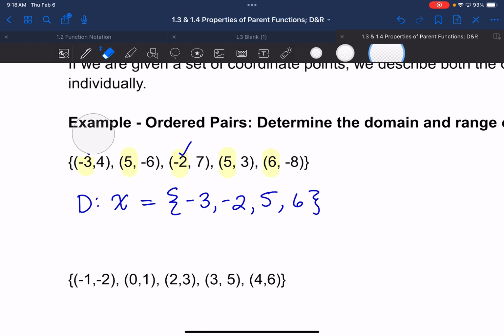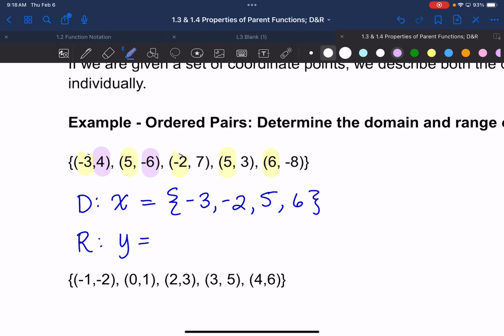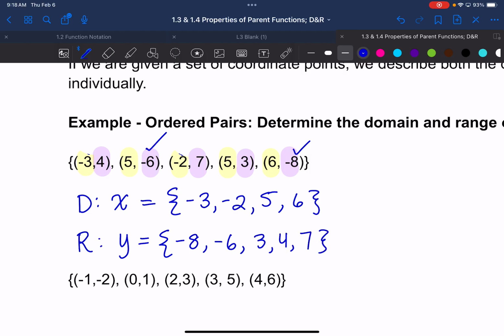And then I'm going to do the same thing for the y's. So my range is going to be y equals, and I'm going to take another color, pink: these are all of my y values that I have to account for. And I'm going to go lowest to highest. So what is my lowest one here out of all of them? Yeah, -8, then what? -6, yeah. What's next? 3, 4, and 7. Perfect, all done. And that's it.